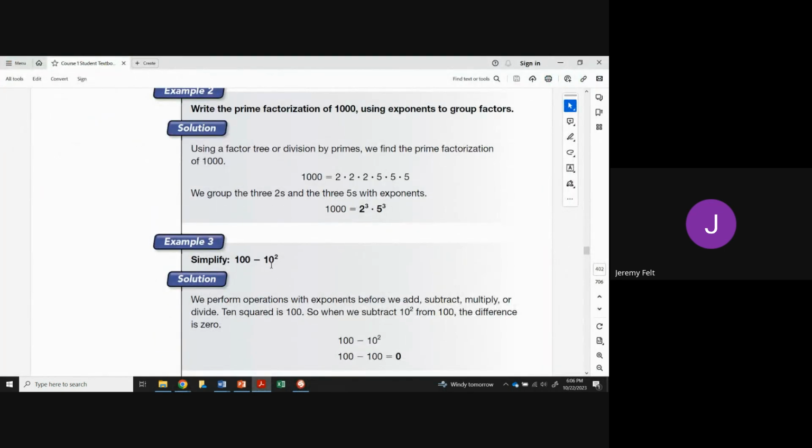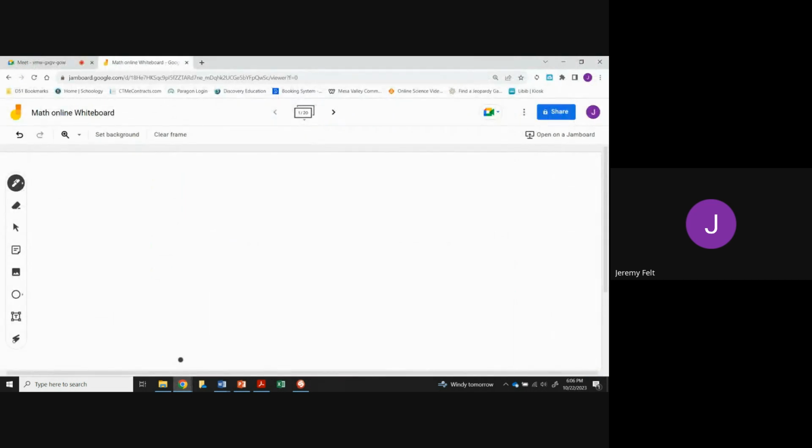Right, if we get 100 minus 10 squared, again in our little jingle of PEMDAS, please excuse my dear Aunt Sally, we know parentheses are first. In this, I don't have any parentheses. E is exponent, so that's any time I have anything raised to a power or a square root or cube root, which down the road we'll talk about.